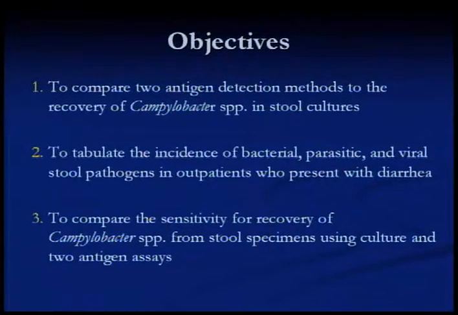There were three main objectives for this study. The first objective was to compare two antigen detection methods to the recovery of Campylobacter species in stool cultures. The second objective was to tabulate the incidence of bacterial, parasitic, and viral stool pathogens in outpatients who present with diarrhea. The third objective was to compare the sensitivity for recovery of Campylobacter species from stool specimens using culture and two antigen methods.